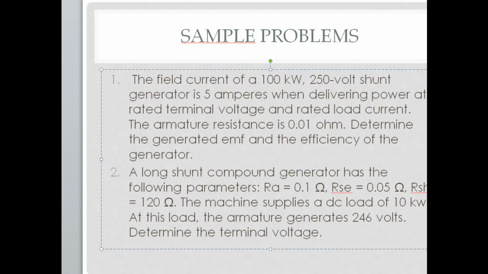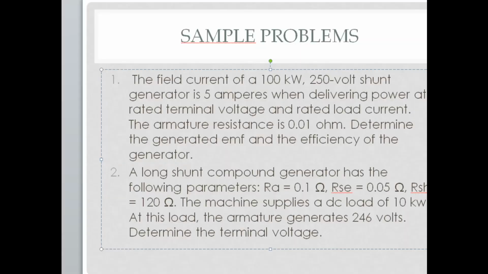Okay, so let's do the second problem this time. We have a long shunt compound generator with the following parameters: armature resistance, RSE, RSH are given. The machine supplies a DC load of 10 kilowatts. At this load, the armature generates 246 volts. Determine the terminal voltage.